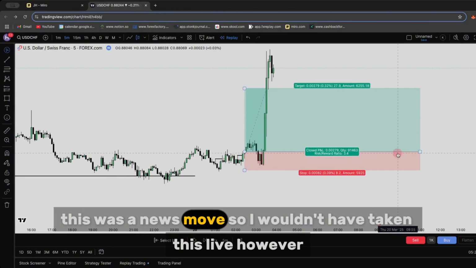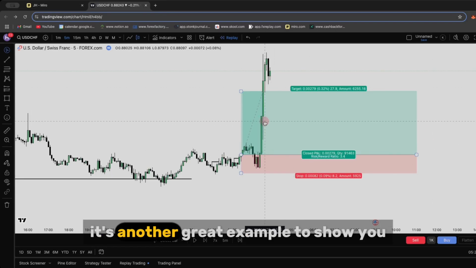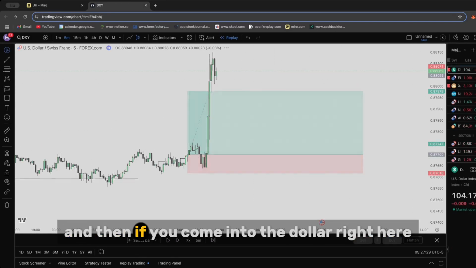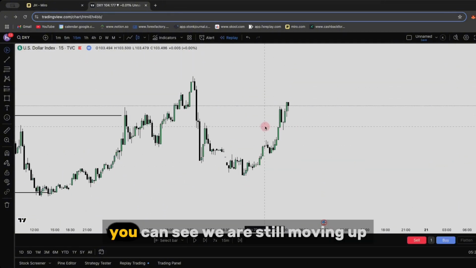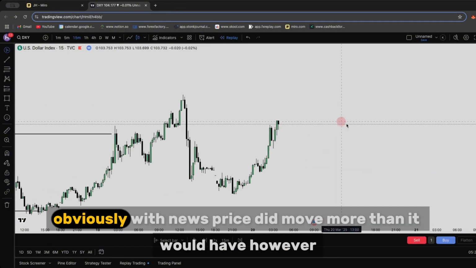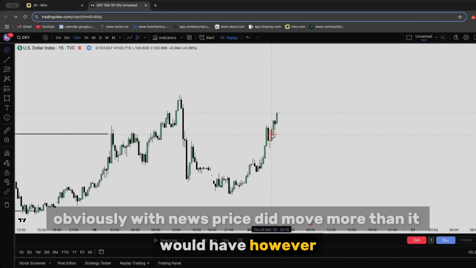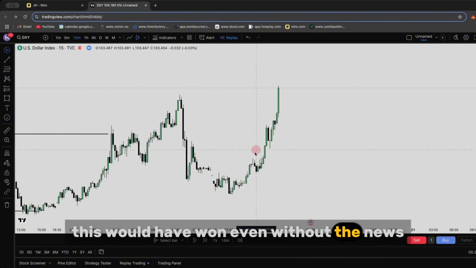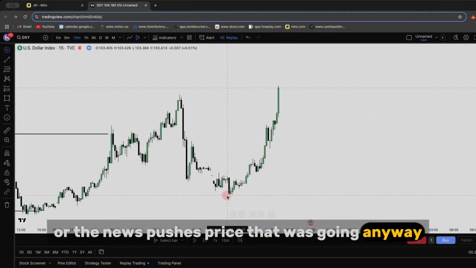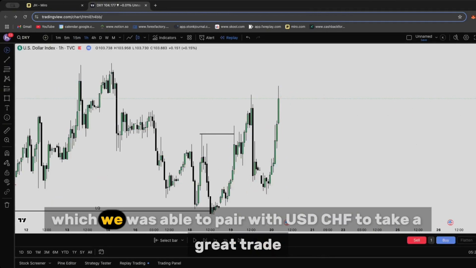This was a news move, so I wouldn't have taken this live. However, it's another great example to show you. If we come into the dollar right here, you can see we are still moving up. Obviously, with news, price did move more than it would have. However, you can see the dollar was going up. This would have won even without the news, or the news pushes price where it wants to go anyway. We got a very clear bias to the upside, which we were able to pair with USD CHF to take a great trade.